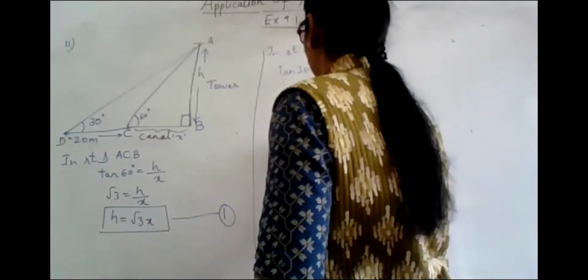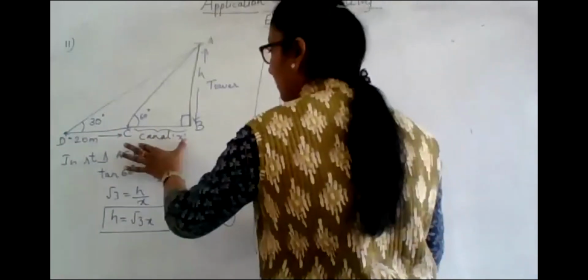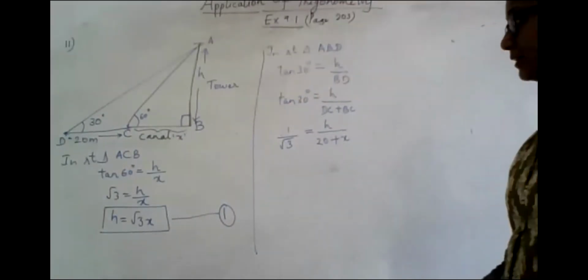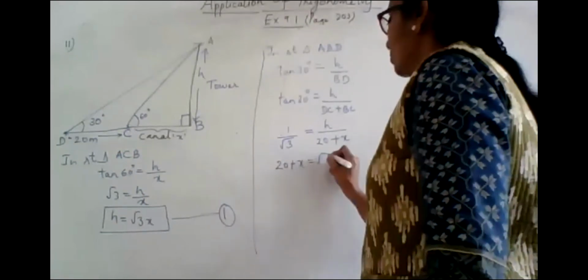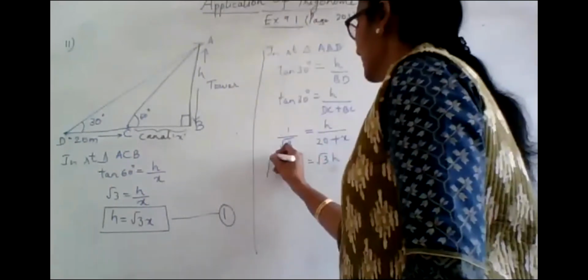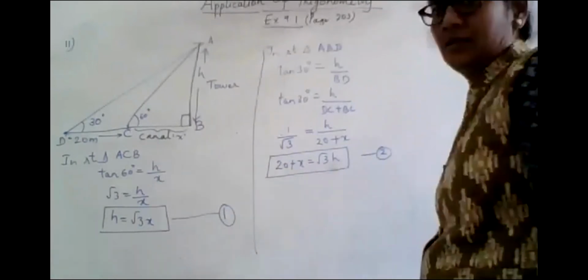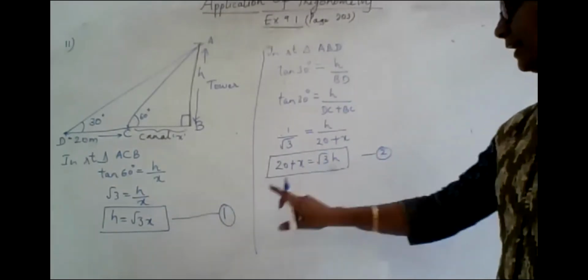So I know tan of 30 is 1 by root 3. This is equal to h divided by 20 plus x, as BC is given as 20 and I have taken my BC as x. Now you can cross multiply. So you will get 20 plus x will be equal to root 3 times h. This is your second equation. Did you get that?